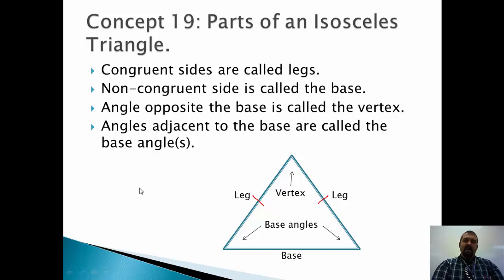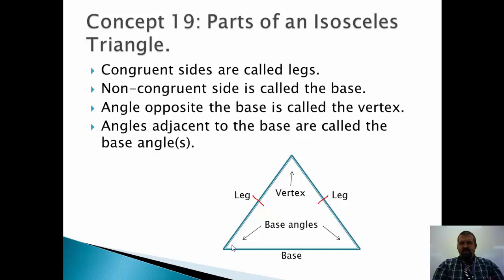The angle opposite the base is called the vertex. So if this is the base, this angle up here has to be the vertex. It's across the shape from the base. Then the angles adjacent to the base are called the base angles. So this angle here and this angle over here are what we call base angles.